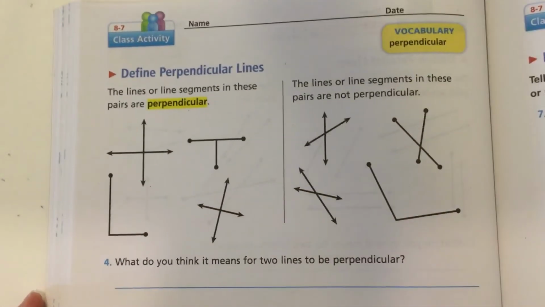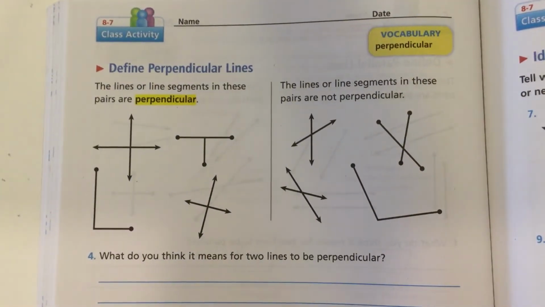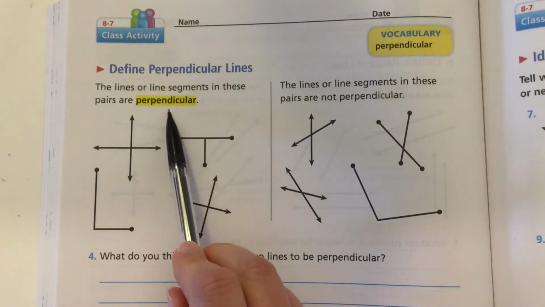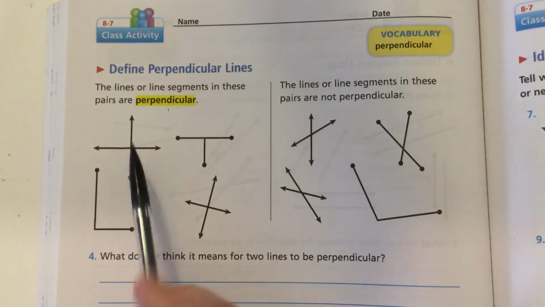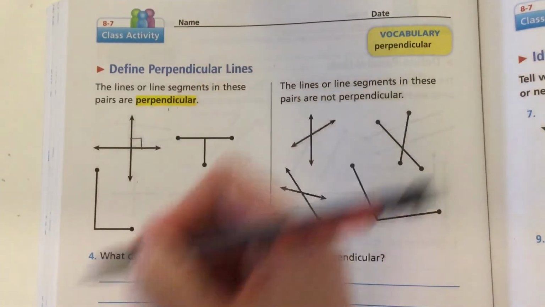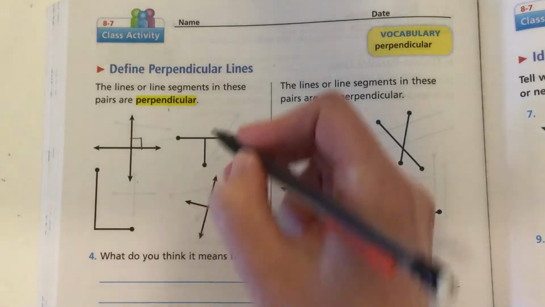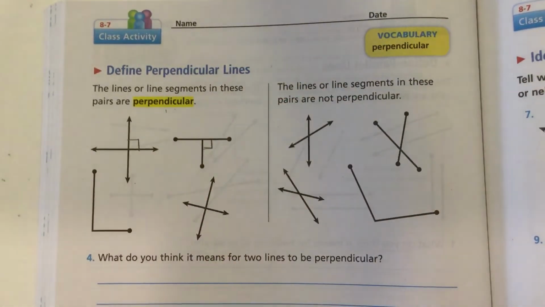Okay, on the next page I noticed that it has defining perpendicular lines. So remembering from third grade that perpendicular means that they do touch, but it's a little bit pickier than that. They have to come together at a right angle, at a 90-degree angle. So remembering our code for that we learned a couple lessons ago, we put in that square, and that shows that it's a 90-degree angle.